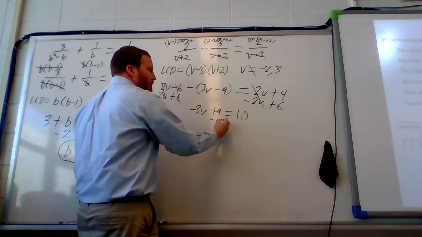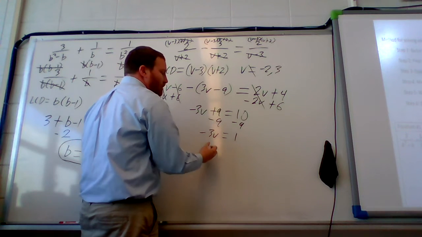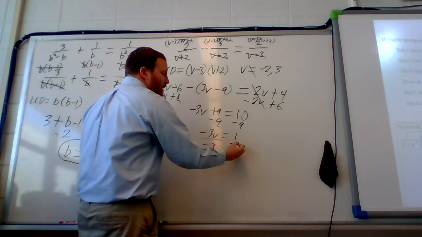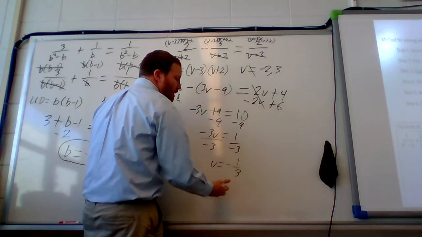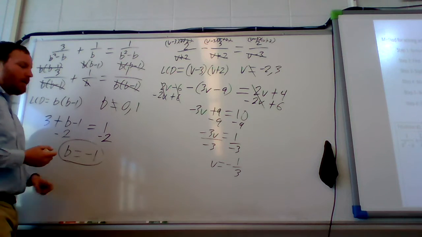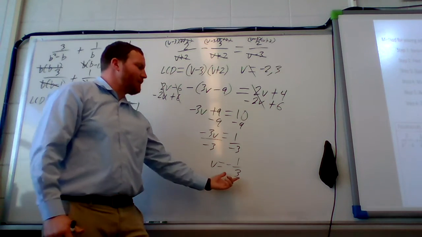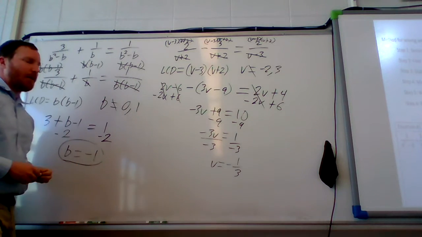Subtract my 9 over. I get negative 3v equals 1. Divide by our negative 3, and we get v equals negative 1/3. Again, check, is this an extraneous solution? It's not one of our excluded values.